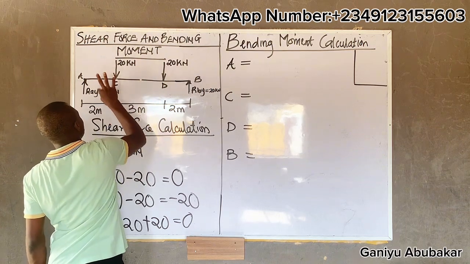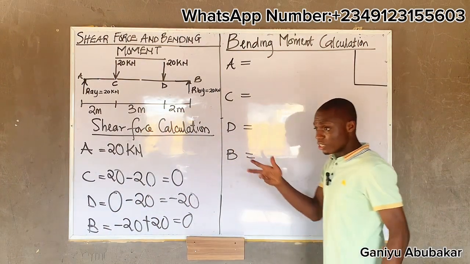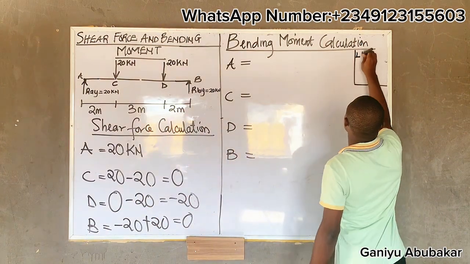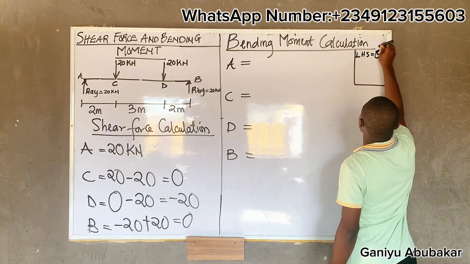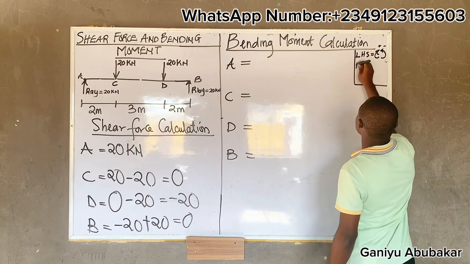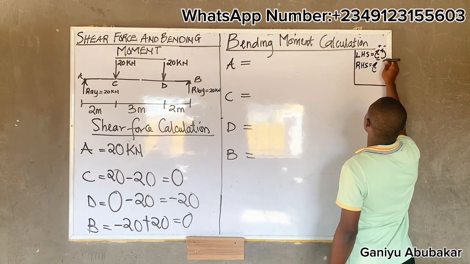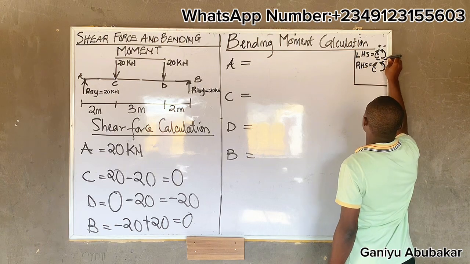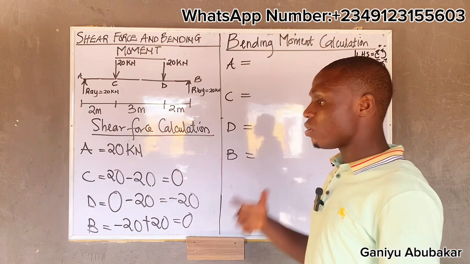Now, similarly for your moment readings, it goes like the shear force calculation reading. If you're taking the left hand side reading, clockwise is positive and anticlockwise is negative. If it's the right hand side, clockwise is negative and anticlockwise is positive. They reverse the case. It's similar to that other concept.